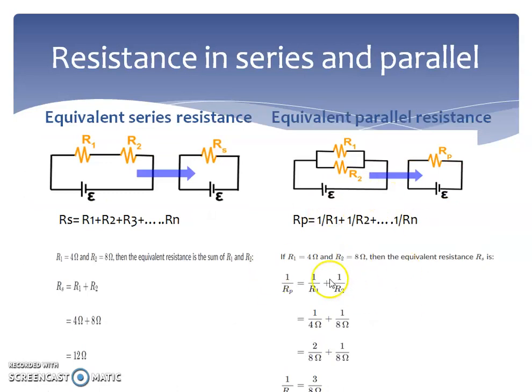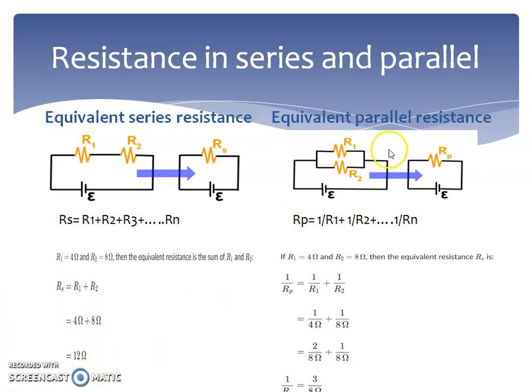Now we will consider one example. Suppose R1 is 4 ohms and R2 is 8 ohms, which are connected in series. So what will be the total resistance? I have already told you it will be the summation of R1 and R2. So it will be 4 ohm plus 8 ohm, that is equal to 12 ohm.